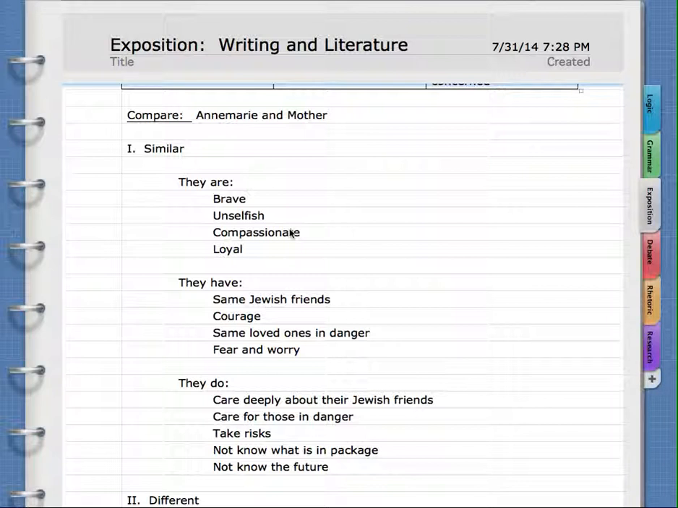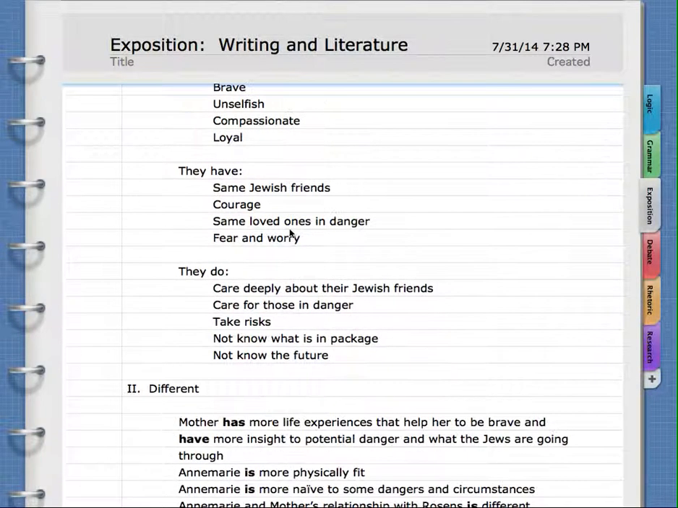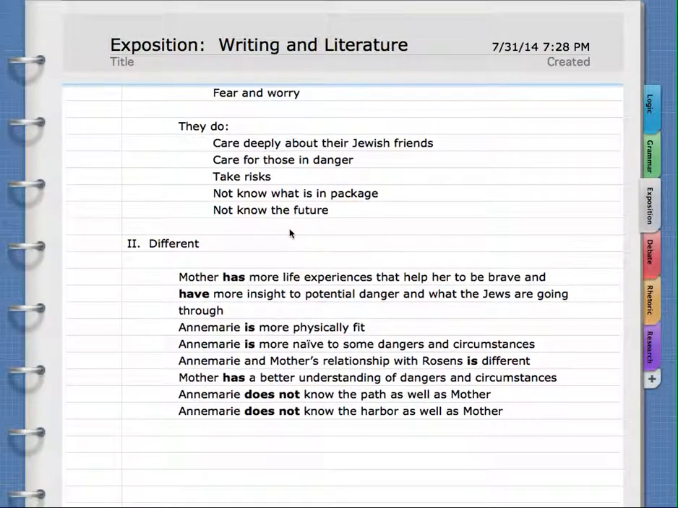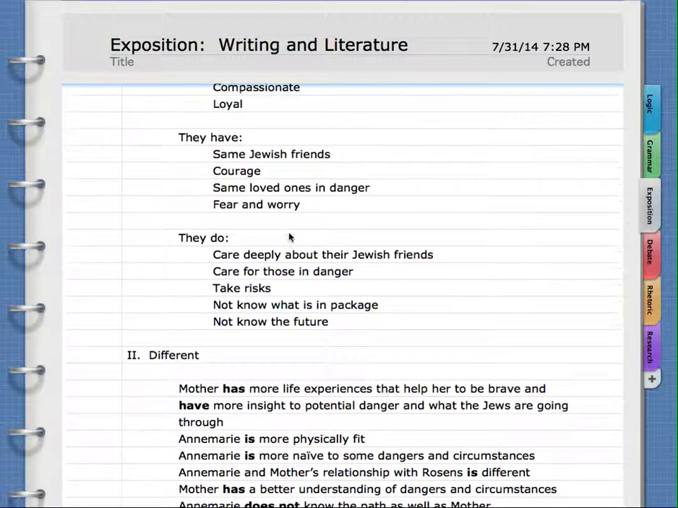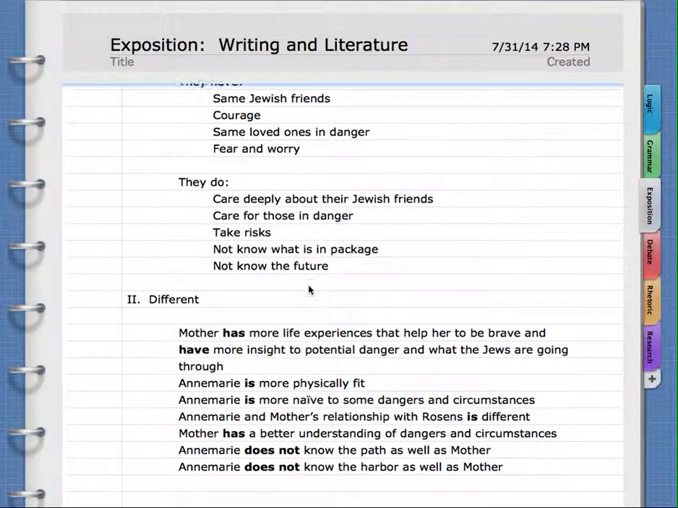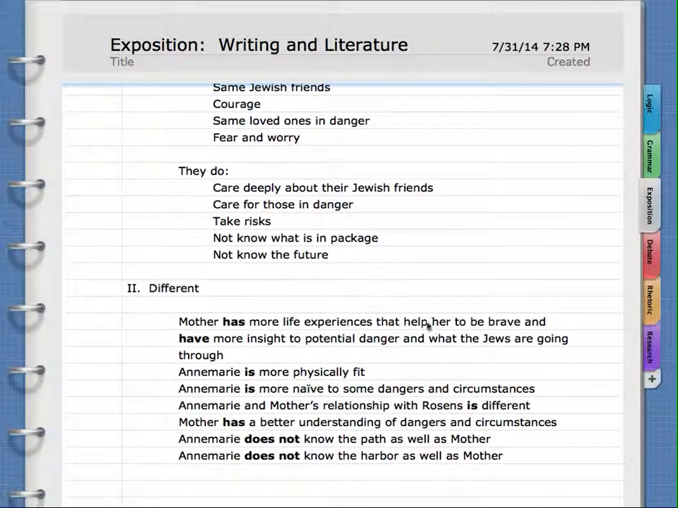I started with all the similars, and then, with no particular pattern, I looked at what was different between mother and Anne Marie, and I listed those. One of the things you can do as you're listing the differences is look back at your similarities and see if you can find differences within those similarities. For example, they each had a relationship with the Rosens, but their relationship was different with the Rosens. That might be a simple example.